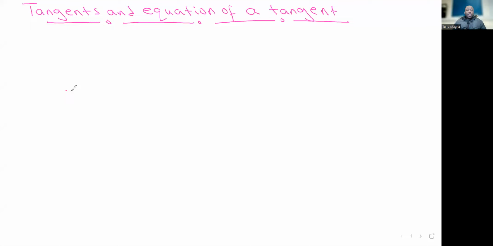All right. So what are tangents? Tangents are lines that just touch a point on the curve and they have the same gradient. Okay. So for instance, if you have a particular curve and you have a line like this, this line is said to be tangential to this curve.